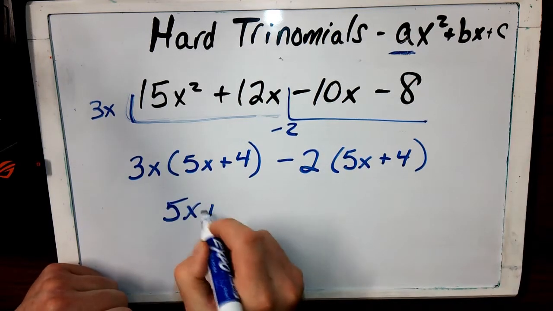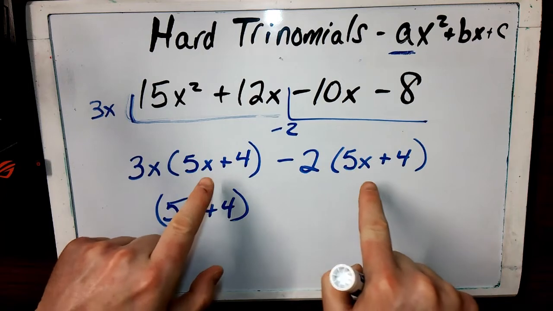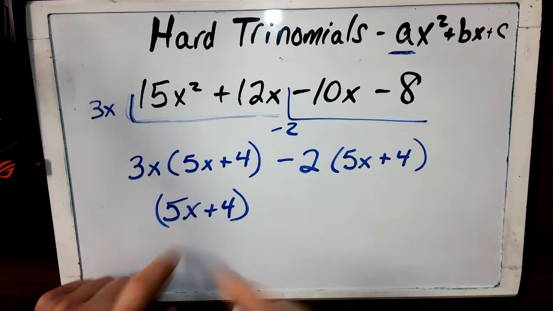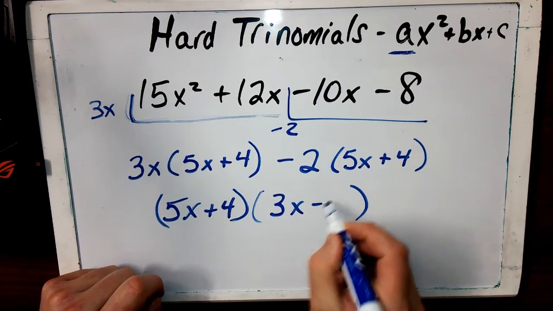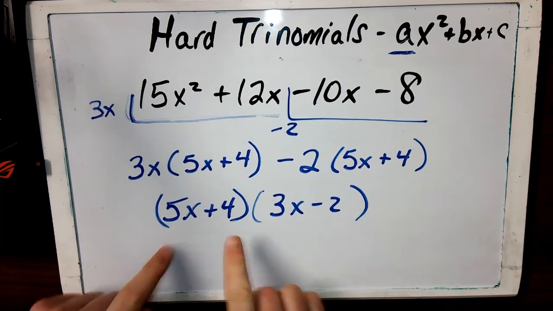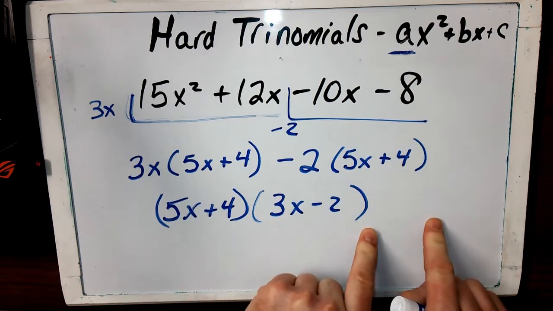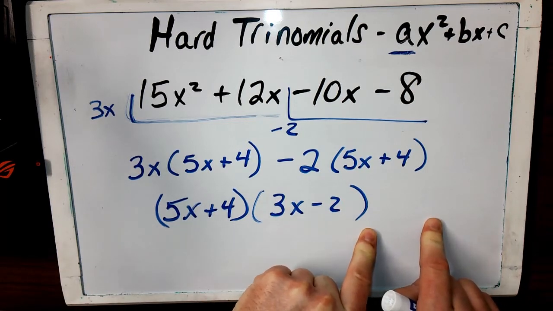GCF a third time. We take the common binomial. It goes in front. The leftover pieces, the remainder, goes in. And it doesn't matter which one. You could put 5x plus 4 on this side. It doesn't matter the order.